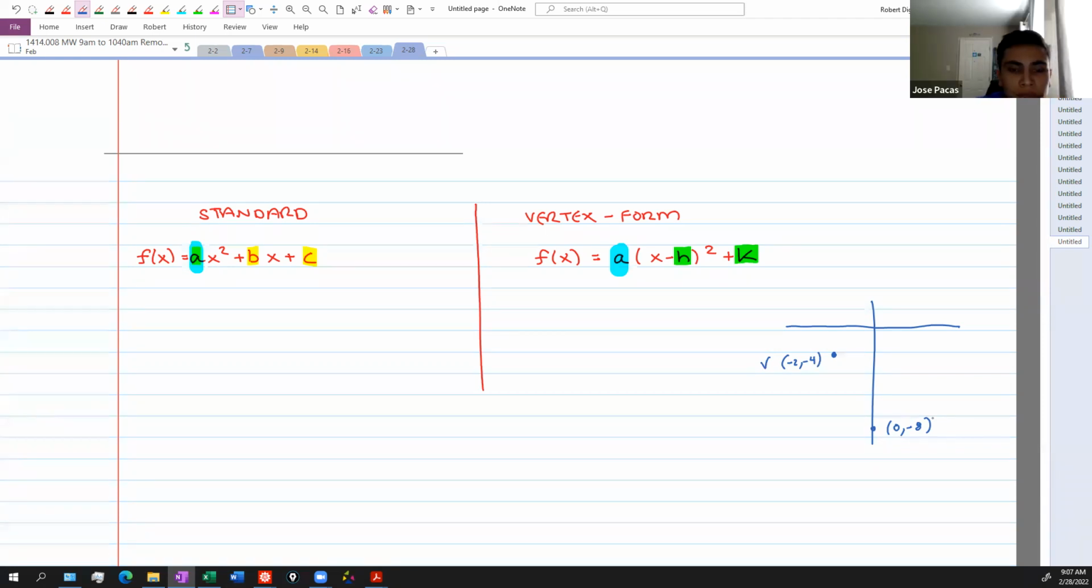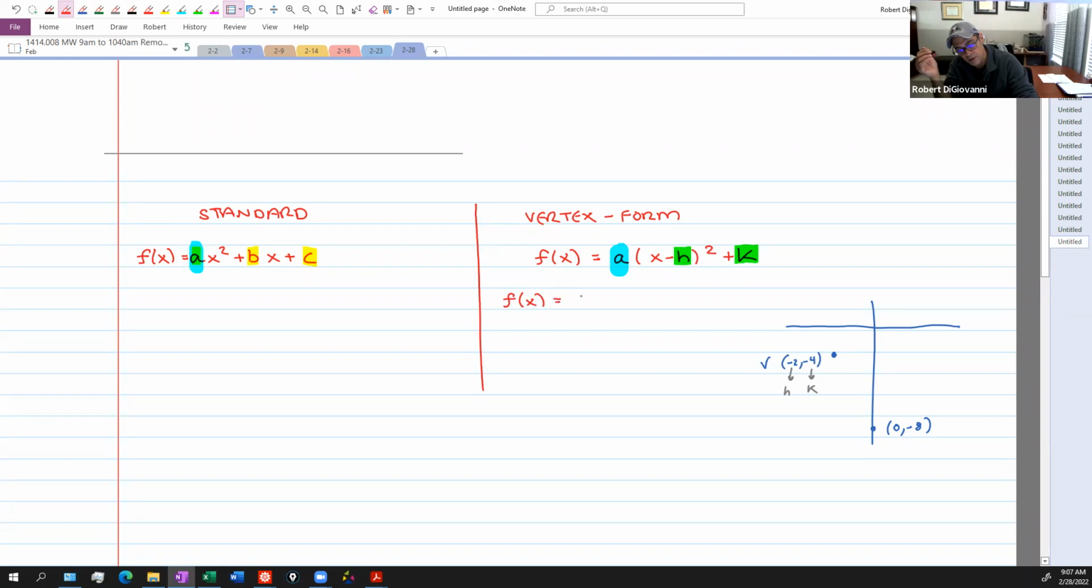The first thing you do is you realize that this is h and this is k, all right? Because that's what the vertex is. So you can come up to your function right now and just replace the h and the k with those numbers. So I'll put a, then be careful here because it's x minus h, and h here for us is -2, so I put -2 there, and then squared, and then plus the k, which is -4.